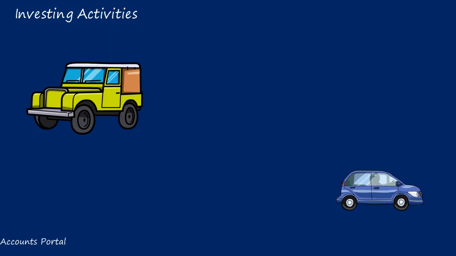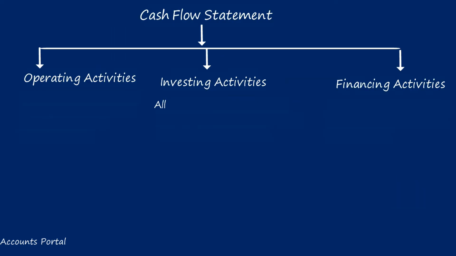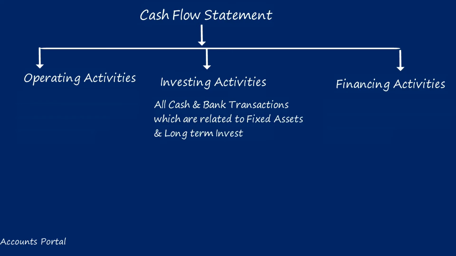Not only purchase and sale. If you purchase a fixed asset or long-term investments, any income earned on that will also fall under investing activity. For example, investment in the form of long-term fixed deposits or debentures in some other companies, the return I am going to earn in the form of interest will also be classified as investing activity. In simple, all cash and bank transactions which are related to fixed assets and long-term investments will fall under investing activity.